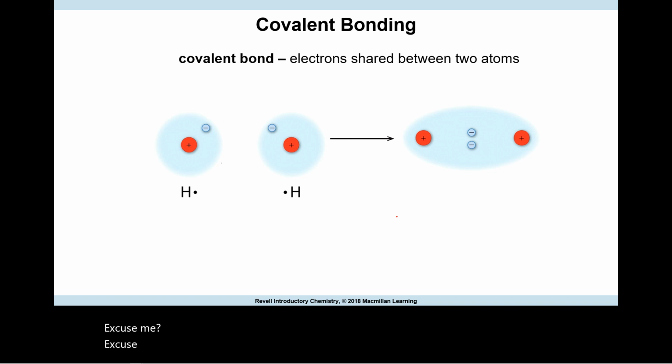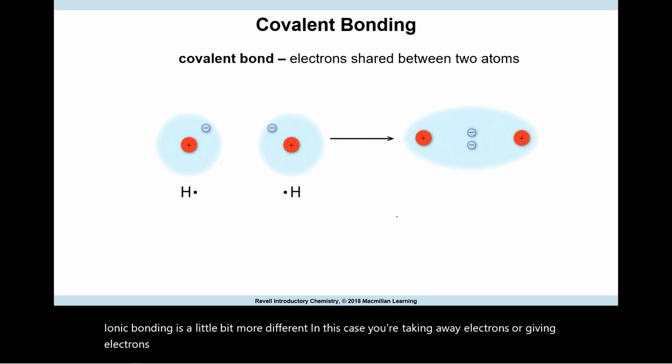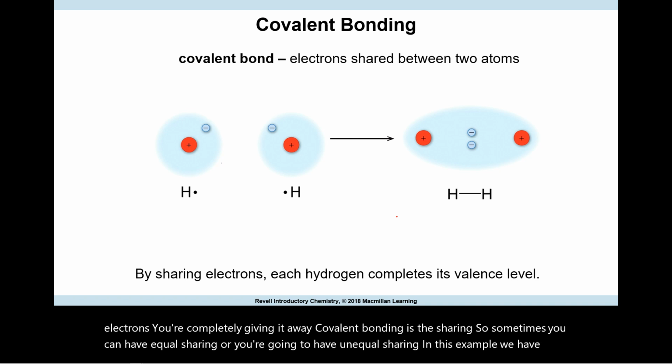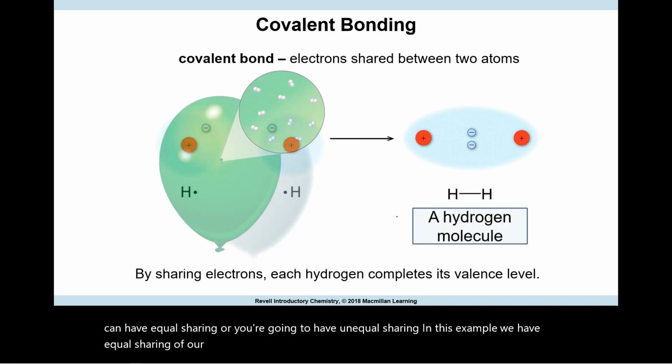Ionic bonding is a little bit more different. In this case, you're taking away electrons or giving electrons. You're completely giving it away. Covalent bonding is the sharing. So sometimes you're going to have equal sharing or you're going to have unequal sharing. In this example, we have equal sharing of our covalent bonds.